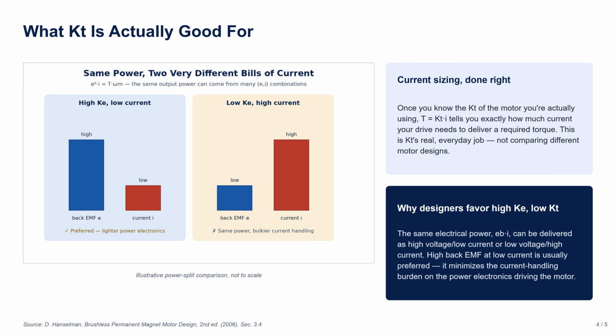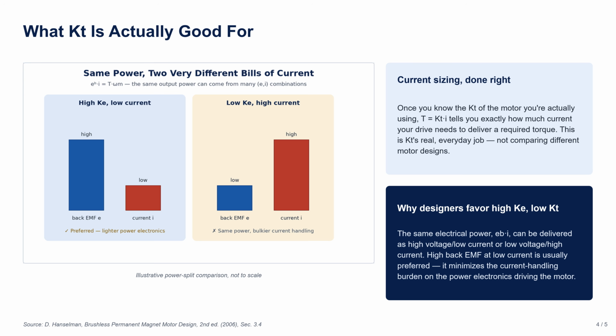So if kT can't be trusted for comparing motors, what is it actually good for? Once you already know the kT of the specific motor you're using, T equals kT times I tells you precisely how much current your drive needs to deliver a required torque. That's kT's real, everyday job in a control system. Not comparing different motor designs, but sizing current for the motor you've already chosen.